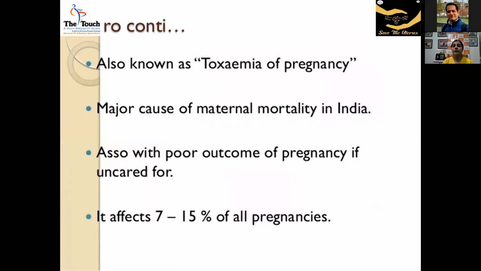It is also known as toxemia of pregnancy. It's a major cause of maternal mortality in India and is associated with poor outcome of pregnancy if left uncared for. But if taken proper care, then the outcome is very good.